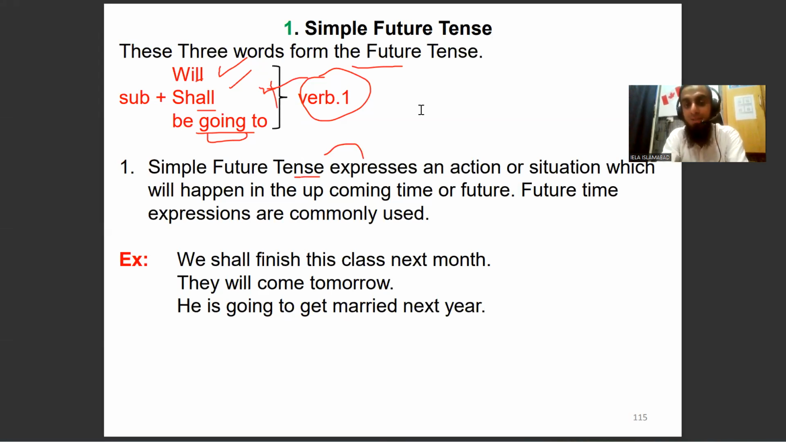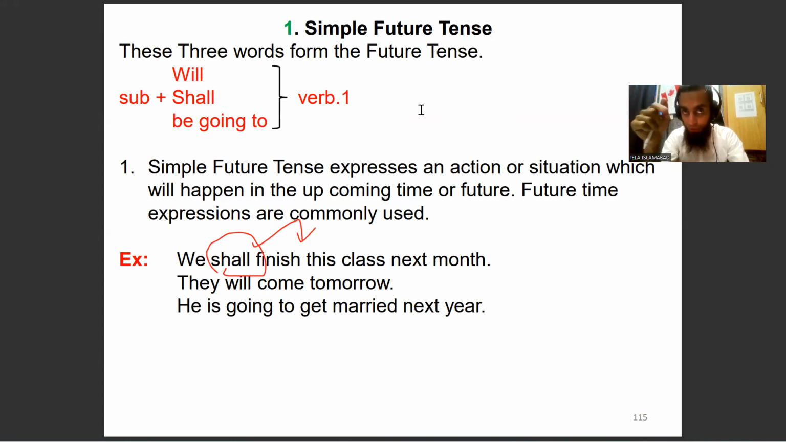Now, simple future tense expresses an action or situation which will happen in the upcoming time or future. Future time expressions are commonly used, right? So when we talk about the future, an upcoming situation or time, we use the following verbs. We shall finish the class. Now shall is representing an upcoming situation and upcoming time. They will come tomorrow. Now will represents tomorrow, and it is future. He is going to get married next year. Now this represents a future time period.